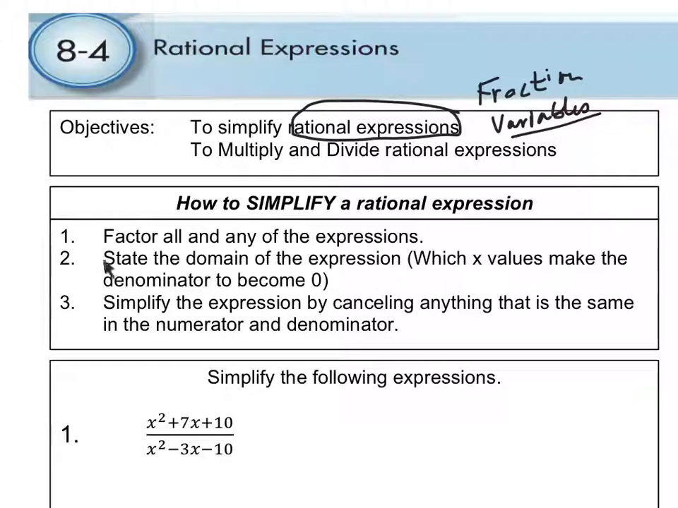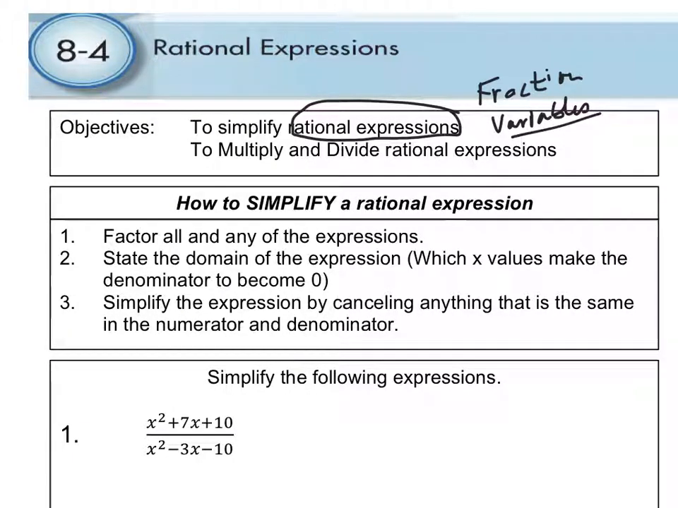First thing we have to do is factor any expressions, which is why the last couple days we've been going through and working those kind of practice problems. So we're going to factor anything we can on the top and factor anything we can on the bottom. Then, this is the part that's going to be new. We are going to state the domain. So the domain is which x values make the denominator become 0.